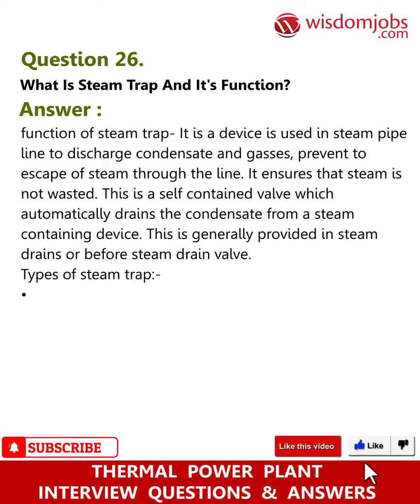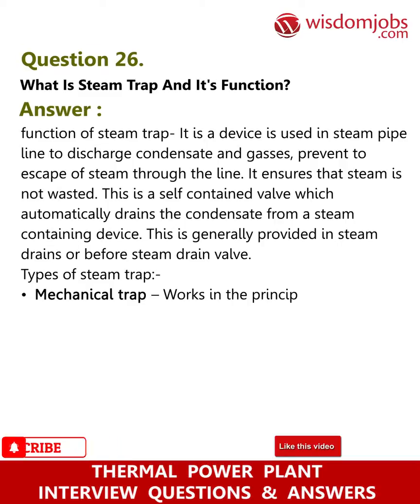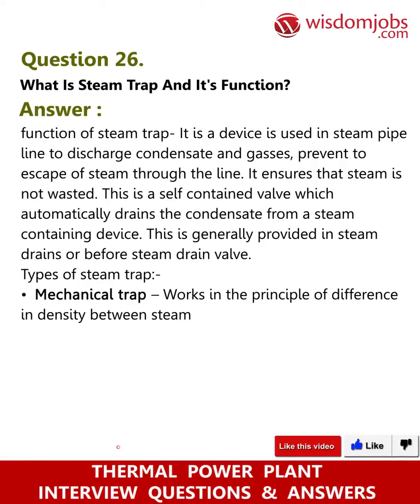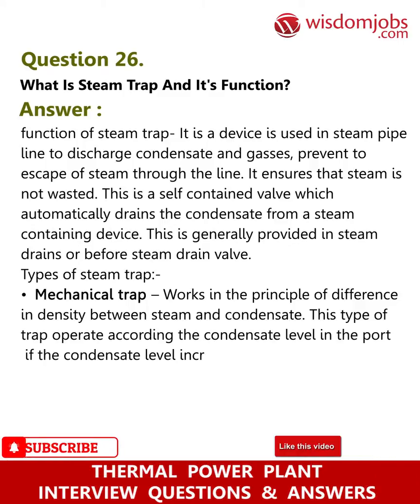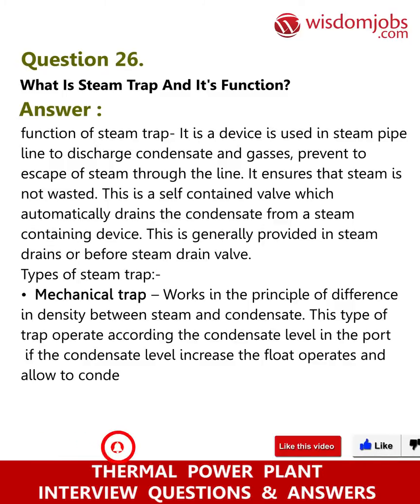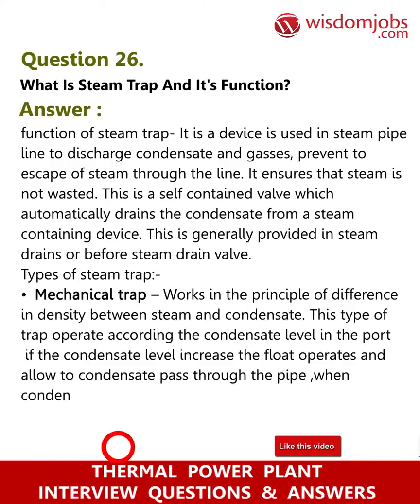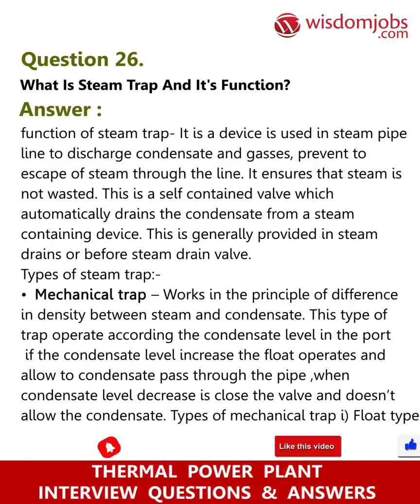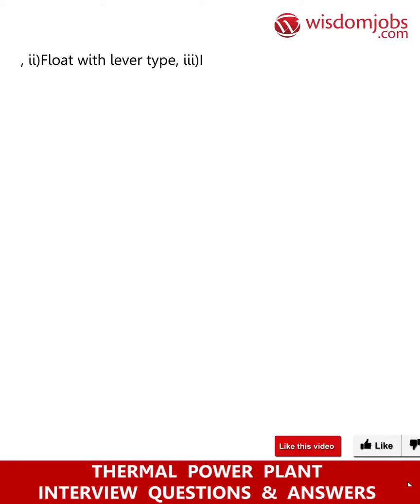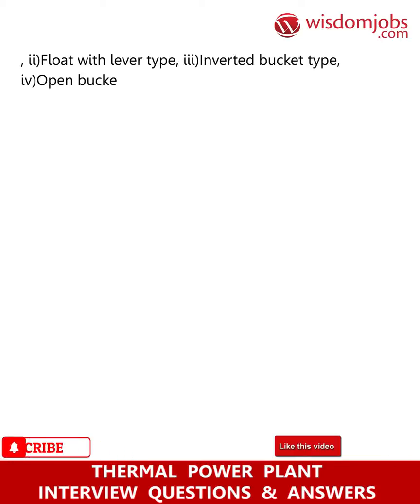Types of steam trap. Mechanical trap works on the principle of difference in density between steam and condensate. This type of trap operates according to the condensate level in the pot. If the condensate level increases, the float operates and allows the condensate to pass through the pipe. When the condensate level decreases, it closes the valve and doesn't allow the condensate. Types of mechanical trap. 1. Float type. 2. Float with lever type. 3. Inverted bucket type. 4. Open bucket type.